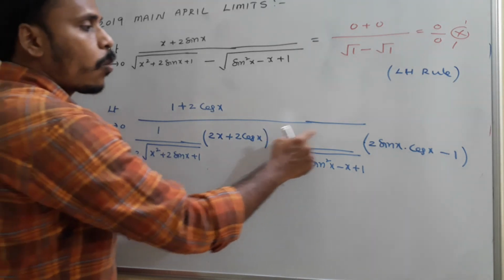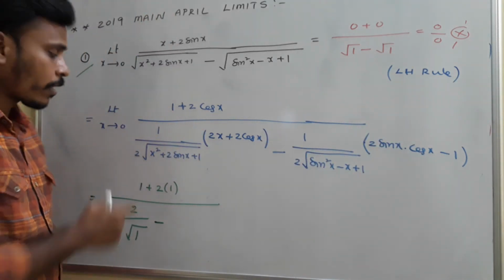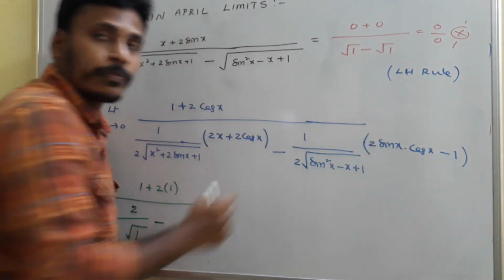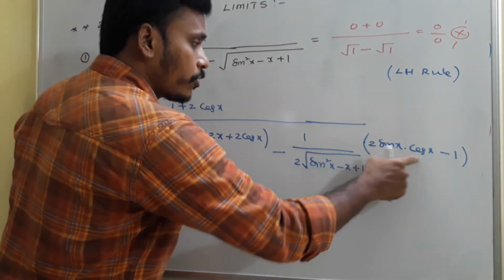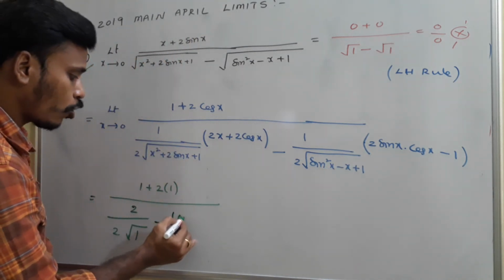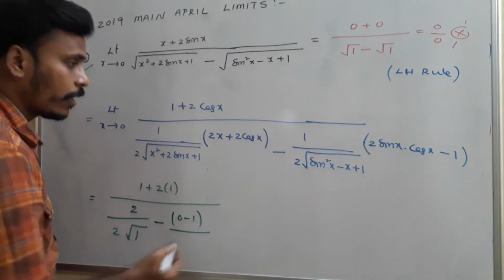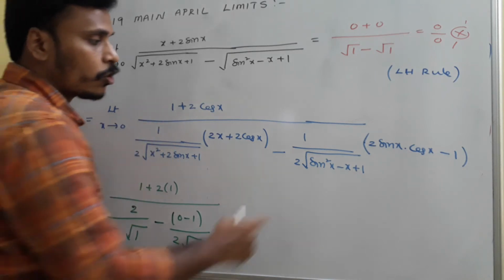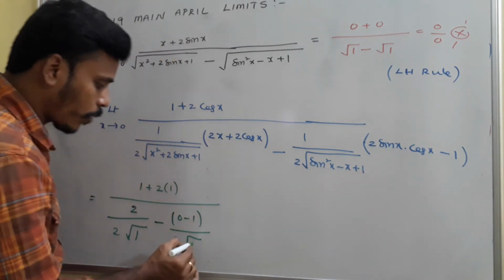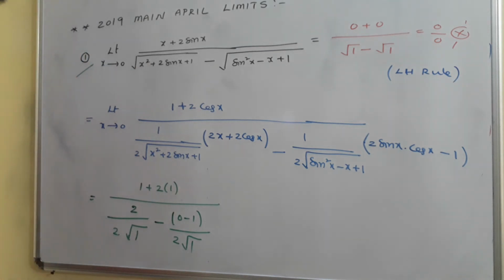Minus, so now 1 into this is the numerator. We are taking x as 0. If you replace x with 0, sin 0 is 0. So this term is 0. So you will get 0 minus 1 as numerator, divided by 2 root of, replace x with 0, sin 0 is 0, x is 0, we are left with 1. So just think about it.